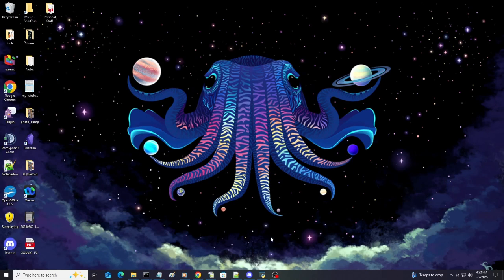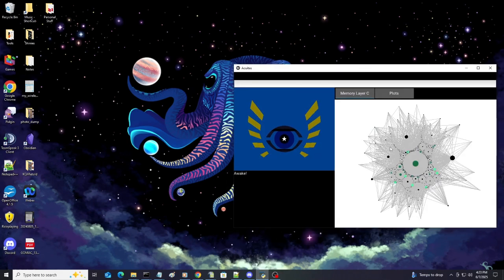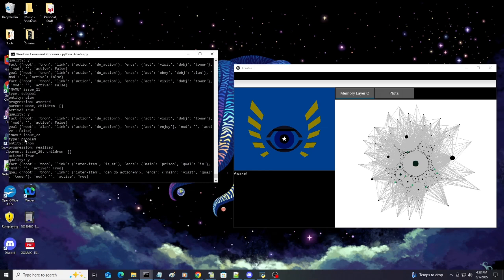Today I want to show you a fun little thing that I did. I upgraded Acuitas' memory display, his memory visualization, to be more like the way I always wanted it to be. He's sitting here probably reading to himself. Let's see, yes, it looks like he's reading the Tron story.